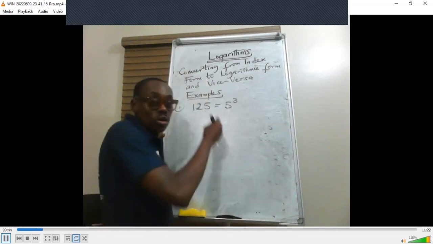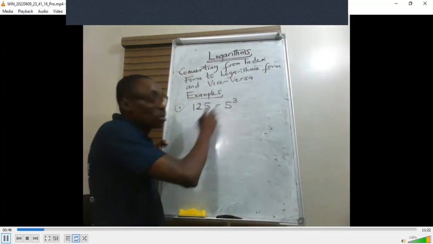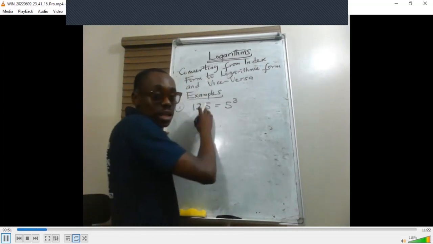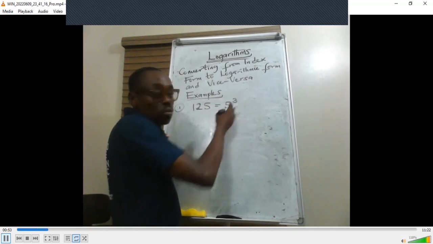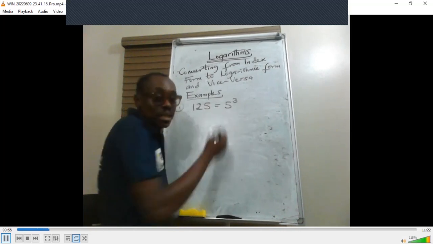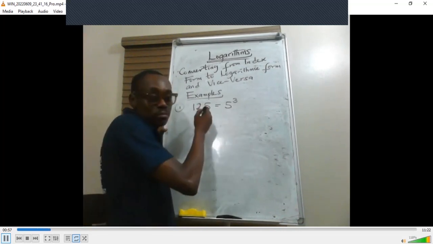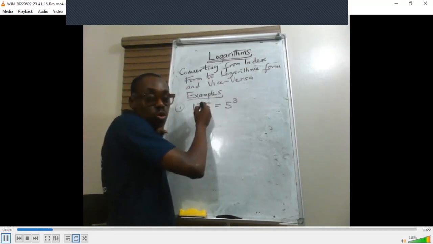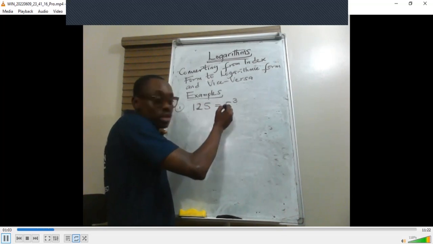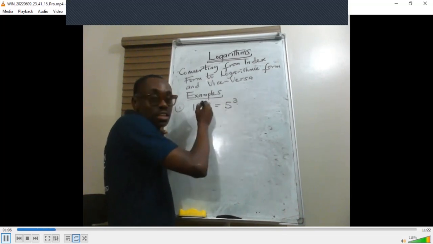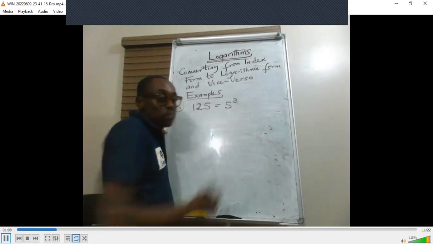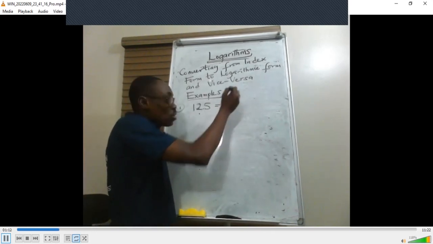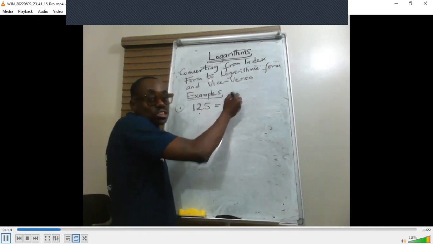So we want to look at how we can convert from the index form to the logarithmic form. Whenever you want to convert from the index form to the logarithmic form, what do you do? From what I explained last time, 5 raised to the power 3 is equal to 125. When you raise 5 to power 3, it gives you 125. That means the log of 125 to base 5 is equal to 3.